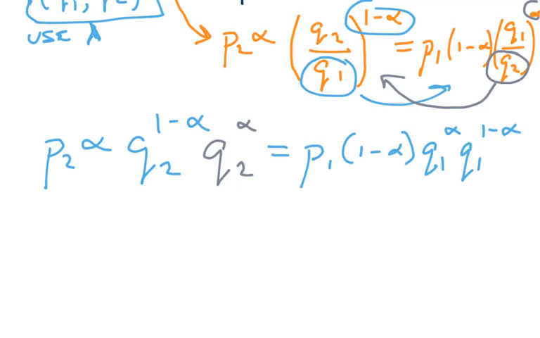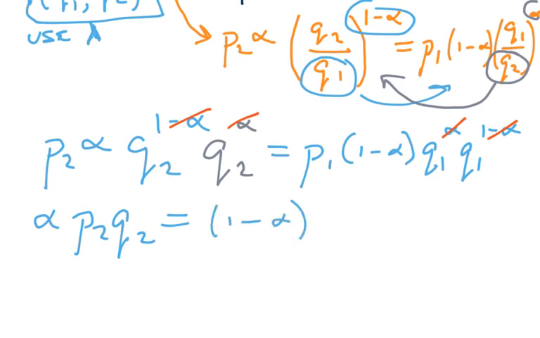And so you can see that something nice happens here. These Q2 to the 1 minus alpha times Q2 to the alpha will cancel. Ditto for Q1 on the other side of the equation. And so what we're left with is a fairly simple, fairly elegant formula. We're going to have alpha P2 Q2 is going to be equal to 1 minus alpha P1 Q1.